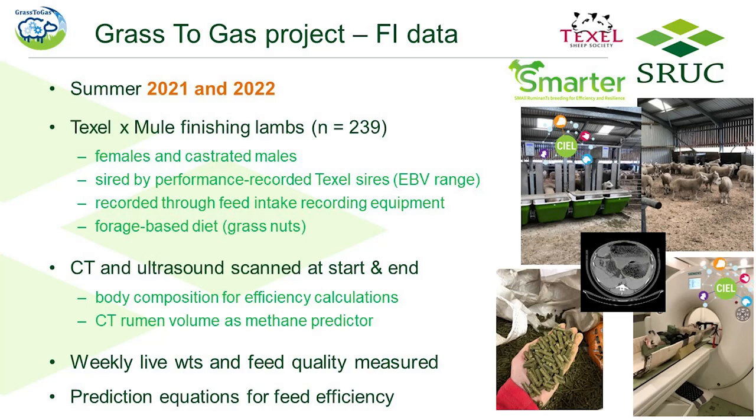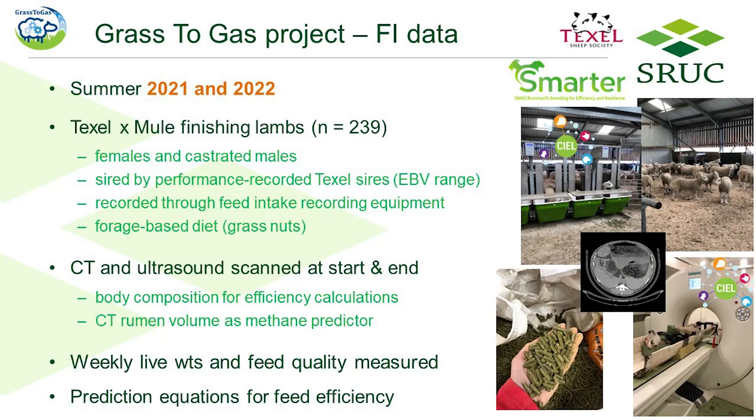So as well as doing the ultrasound measures of back fat thickness and muscle depth, we had CT measurements. This is the lambs going through the CT scanner here, and this is the sort of image we get. And we have equations to calculate total carcass fat and muscle from these scans.